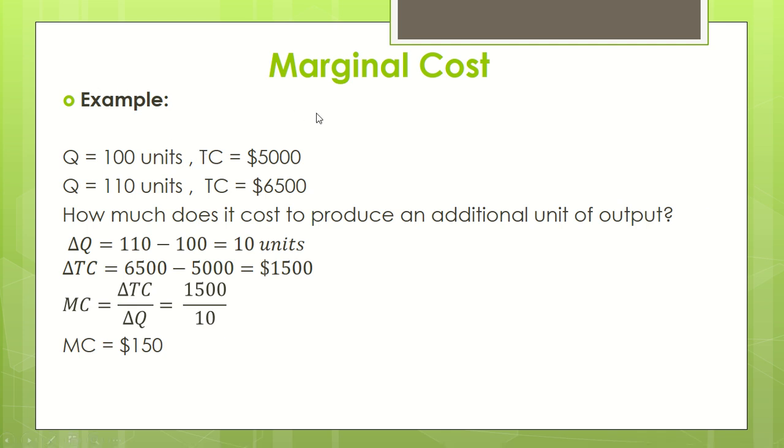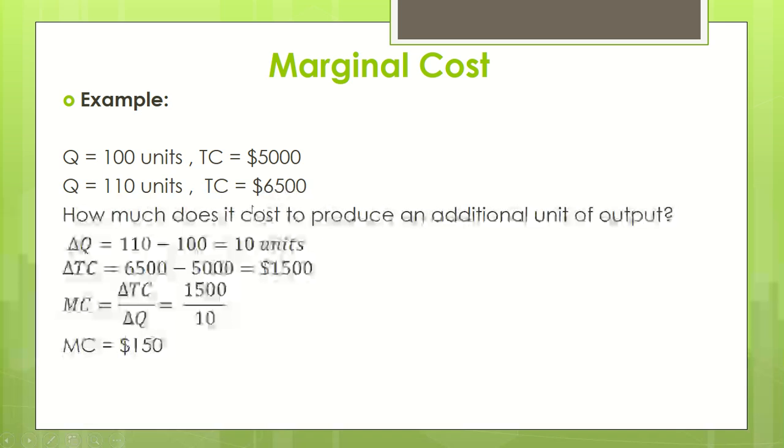So there is an example of calculating the marginal cost. Here, if the firm is producing 100 units of output, that means that Q is equal to 100 units, and the total cost is $5,000. Initially, we can say that the firm is producing 100 units of output and the total cost is $5,000. Now let's suppose the output of the firm has increased from 100 units to 110 units, and the total cost increases to $6,500. Initially the Q was 100 units and the total cost was $5,000. But after some time the output has increased to 110 units and the total cost has increased to $6,500.